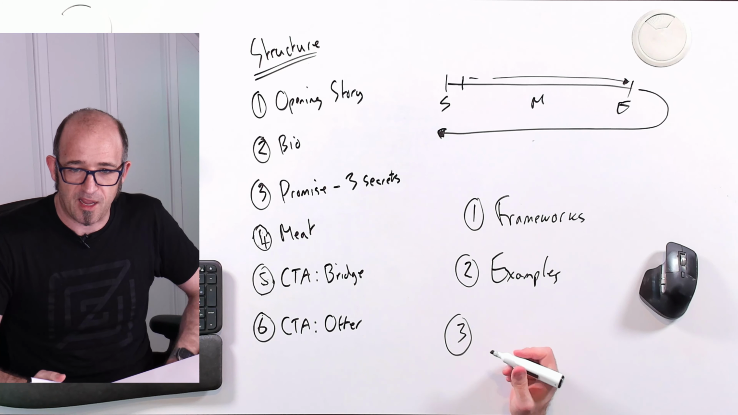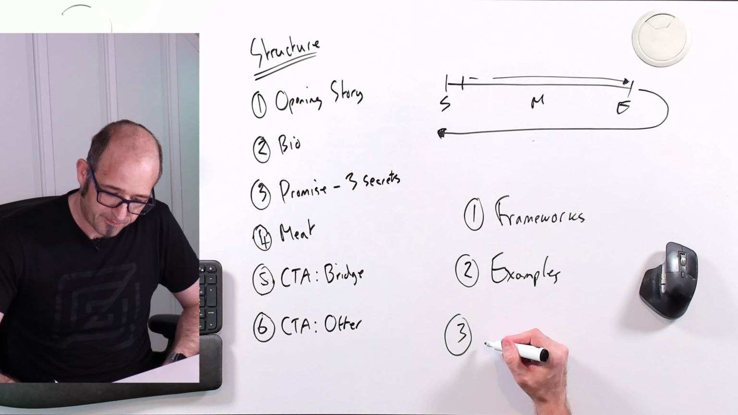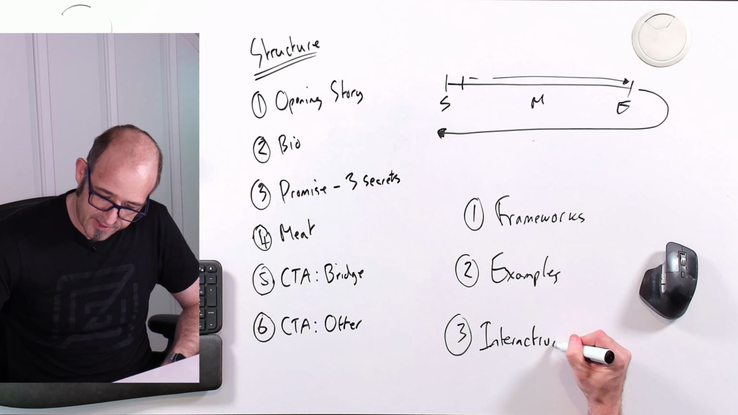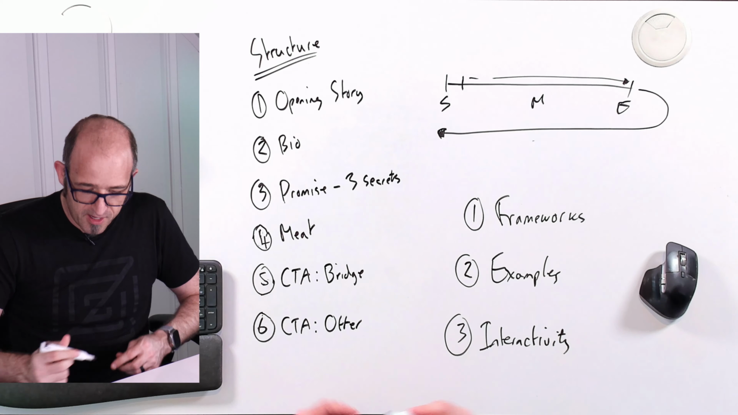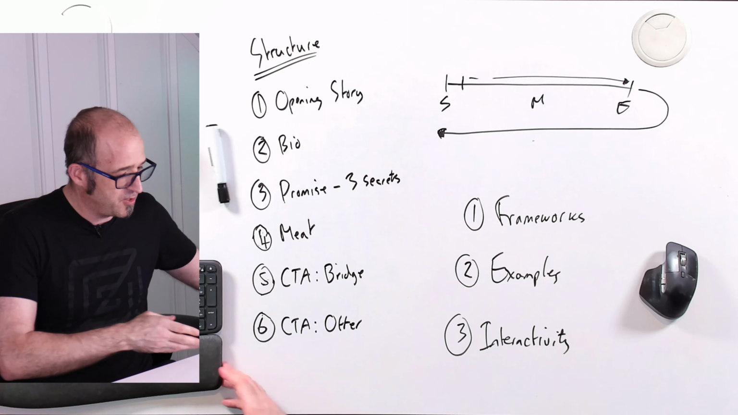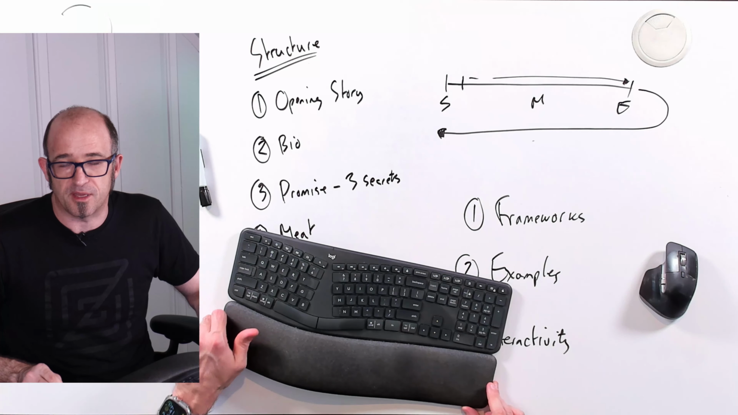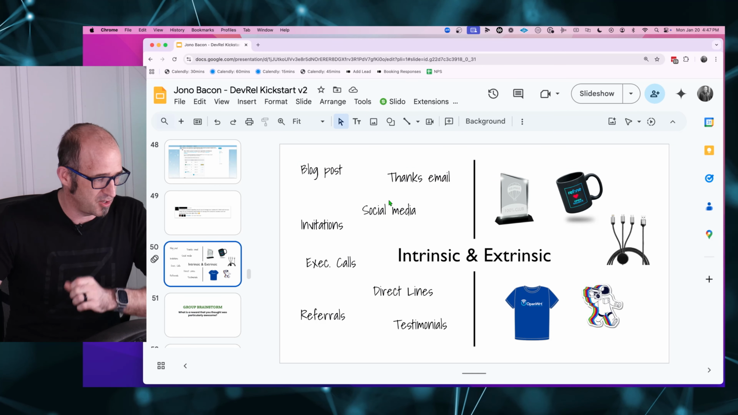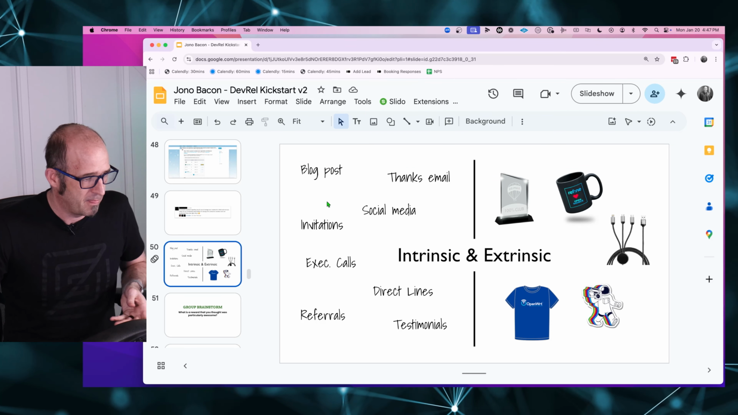And then the third one here, and this is really important, is interactivity, right? You want to regularly throughout your session be interacting with your audience. And the best way to do this is to ask them questions. So let me go back to my deck, and I'm going to show you exactly what I'm talking about here, right?